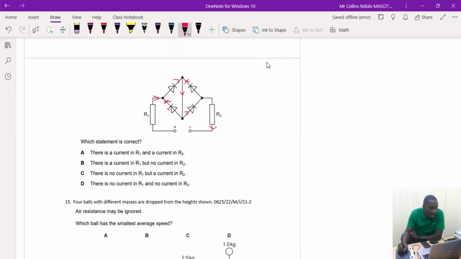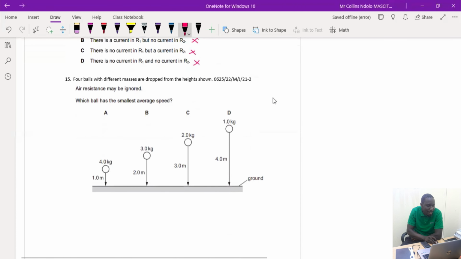So which statement is correct? There is a current in R1 and there's a current in R2. This is correct. Let's see if there can be two answers which are correct. There is a current in R1, but not, that is wrong. There is no current in R1, but current, no. There is no current, so our answer is A. At least there are no two answers.